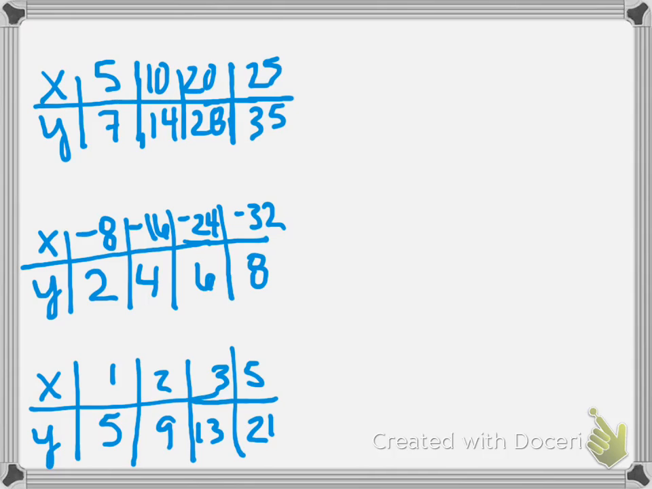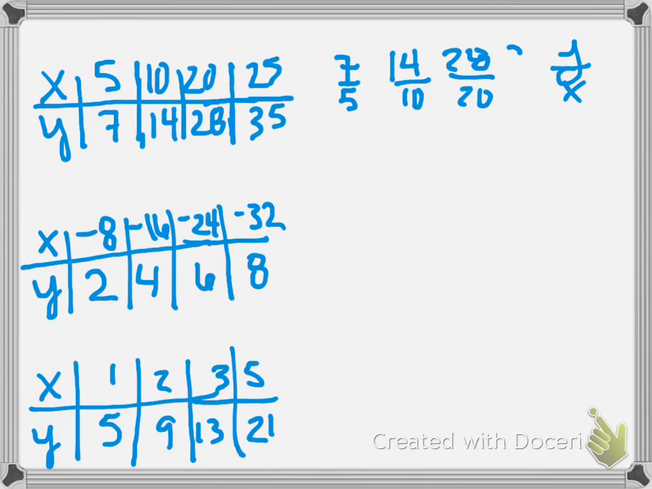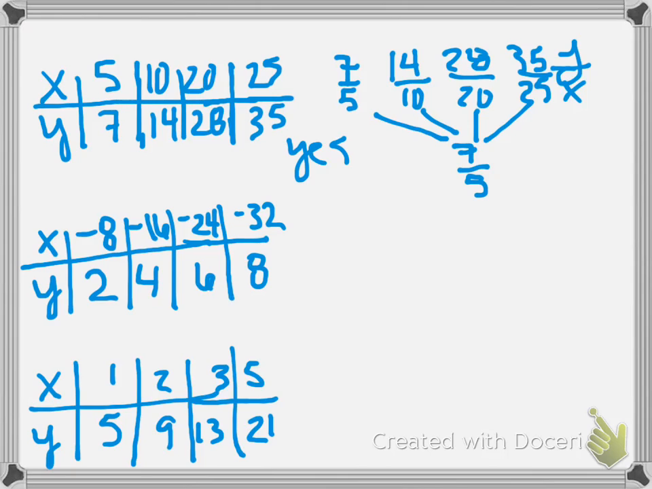When you're looking at a table, again, you need to take y divided by x and make sure they're all the same. So like here I have 7 over 5, 14 over 10, 28 over 20, and then 35 over 25. Okay? When you divide all those on your calculator, you should get an answer of 7 over 5. So yes, this is a direct variation, and actually the equation would have been y is equal to 7 over 5x, because that number right there is the number that goes in front of the x.